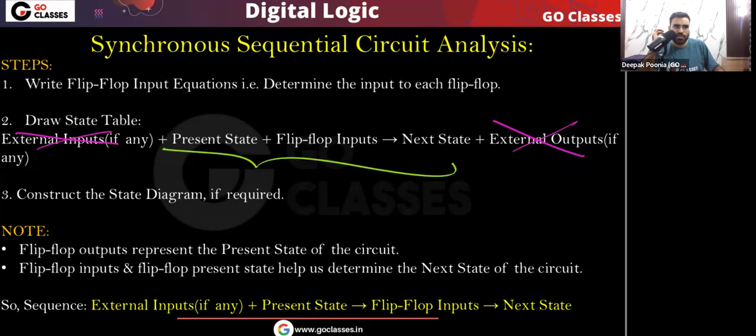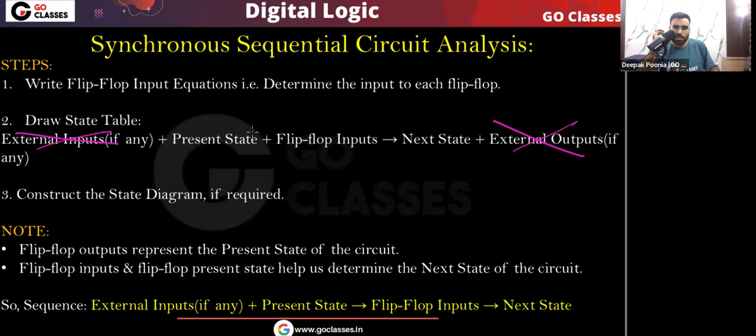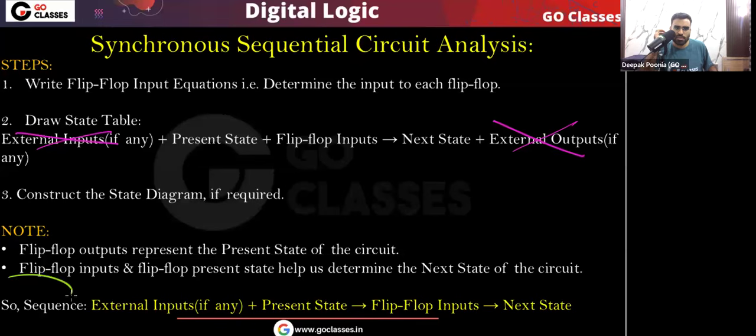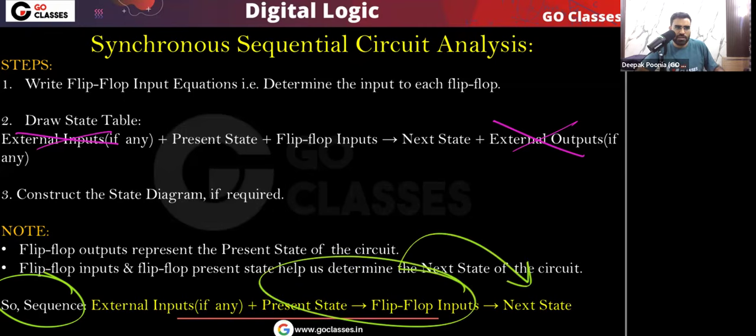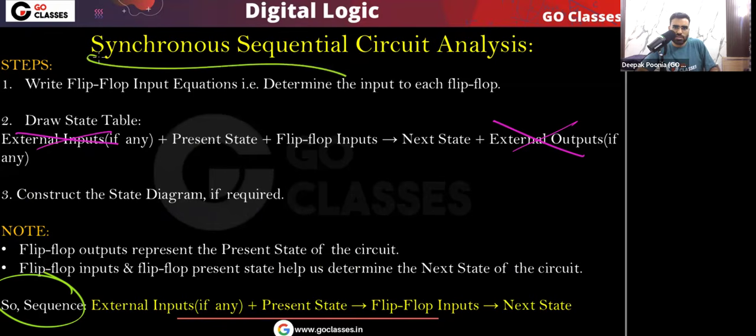So in the state table we will have present state, then flip-flop inputs, and then next state. With the help of the present state, first we will find the flip-flop inputs, and then with the help of these two we will find the next state. This is the computation sequence. Then we will draw the state diagram. That's it. This is the analysis of synchronous sequential circuits.